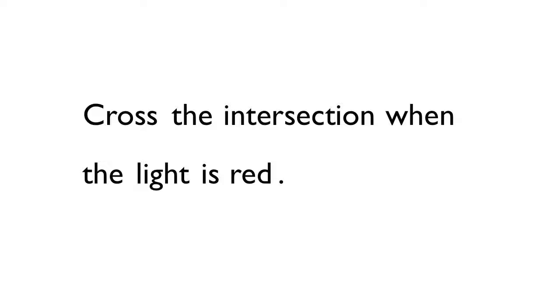The problem is, now this is a correct English sentence, "cross the intersection when the light is red." It's grammatically correct, but in fact what it's telling you is wrong. You shouldn't cross the intersection when the light is red, you should cross it when the light is green. So this is actually wrong, it's telling you something wrong, but this is wrong in a very different way.